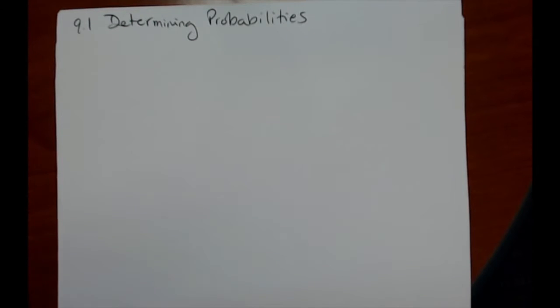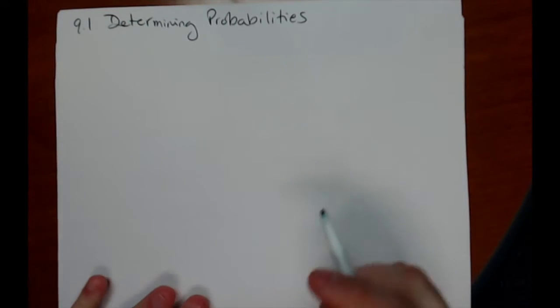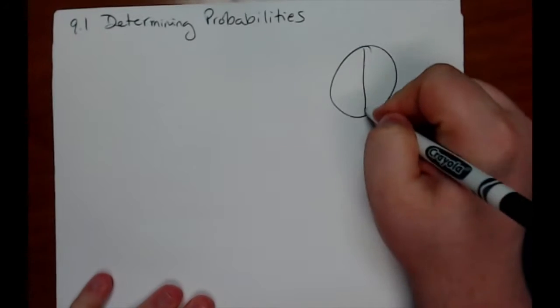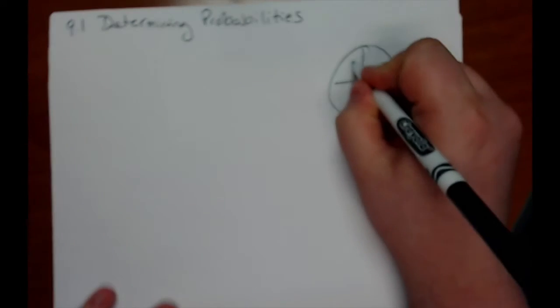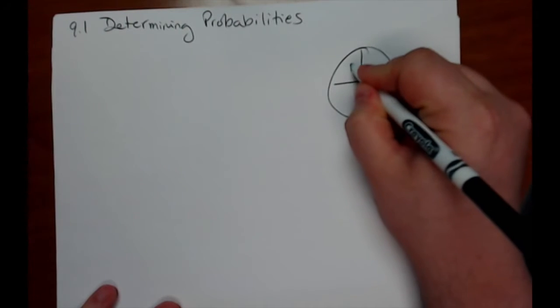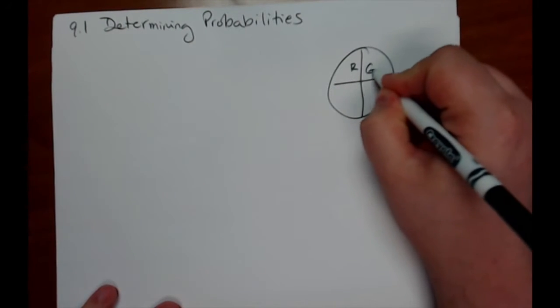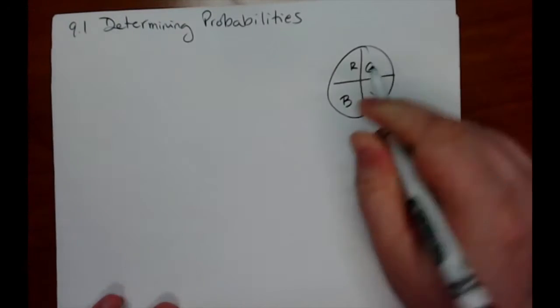Hi class, in today's video we're going to be talking about section 9.1, Determining Probabilities. Now, imagine we have a spinner. So like a spinner you might use on a board game, right? And you might have them color-coded, so red, green, blue, and yellow.